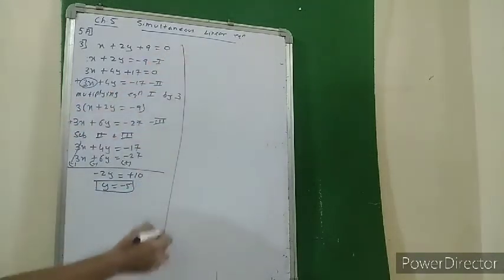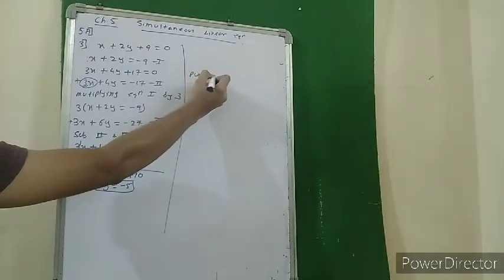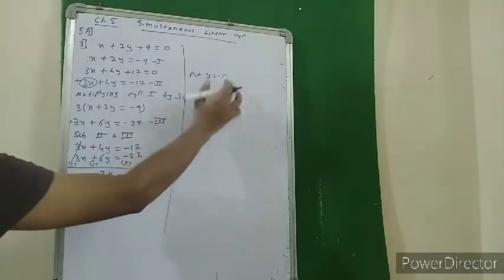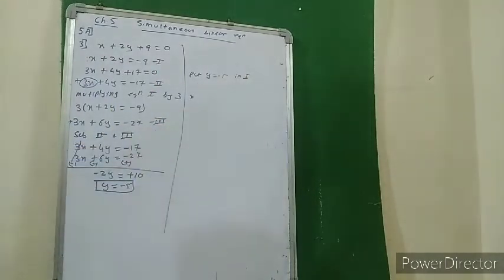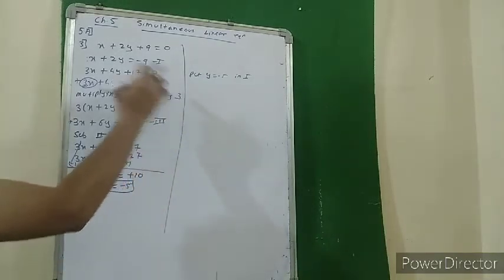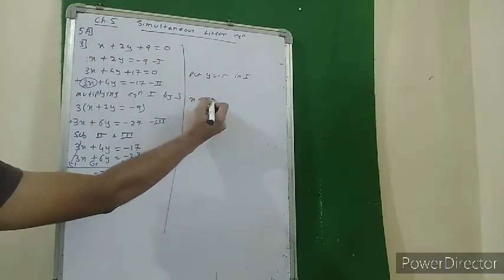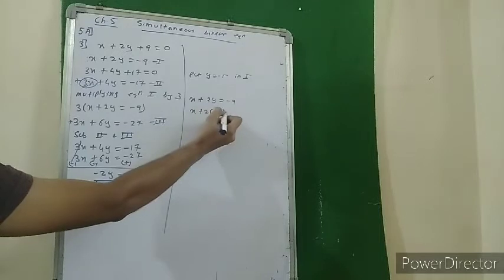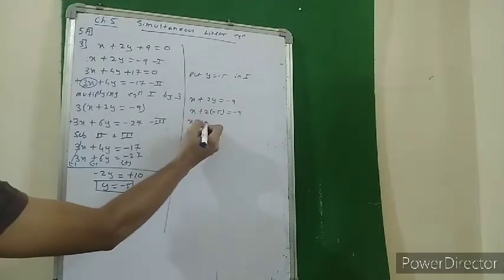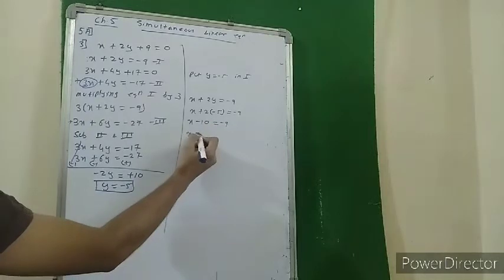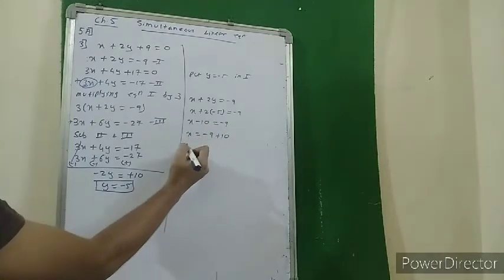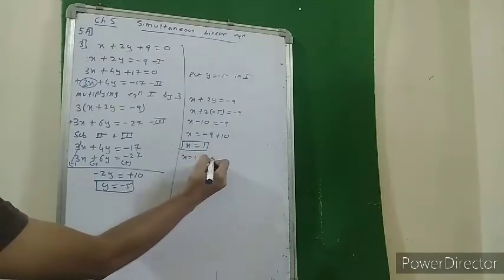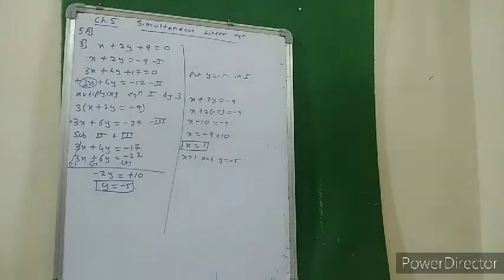Now put y is equal to minus 5 in equation 1. What is equation number 1? We have x plus 2y is equal to minus 9. x plus 2 into y, which is minus 5, is equal to minus 9. x minus 10 is equal to minus 9. x is equal to minus 9 plus 10. So x is equal to 1. So the solution we have is x is equal to 1 and y is equal to minus 5.